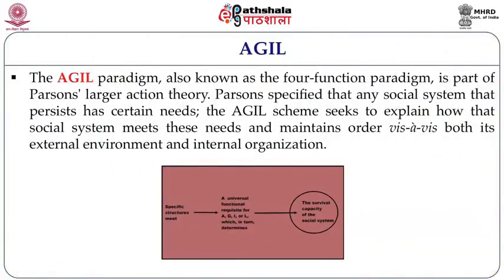These are the four subsystems that he saw in the AGIL model, and he was trying to see how these four subsystems help to maintain integration in the society. The AGIL paradigm developed by Parsons is basically part of the larger action theory. Parsons specified that any social system that persists has certain needs, and the AGIL scheme seeks to explain how the social system meets these needs and maintains order, both in its external environment as well as its internal organization. So the AGIL model is trying to see how the needs are fulfilled in the system, how there are needs for each subsystem and how the needs of each subsystem are fulfilled.